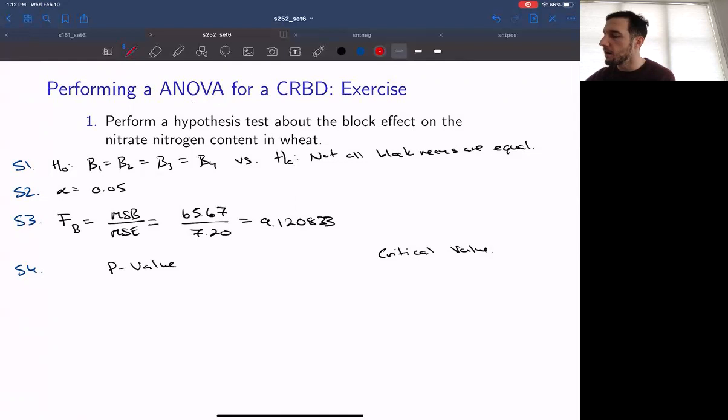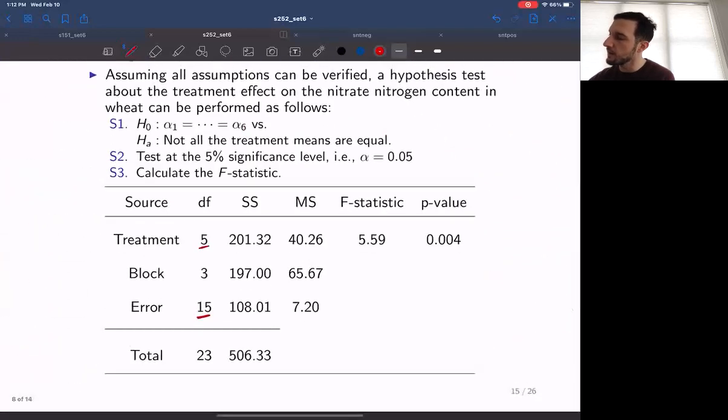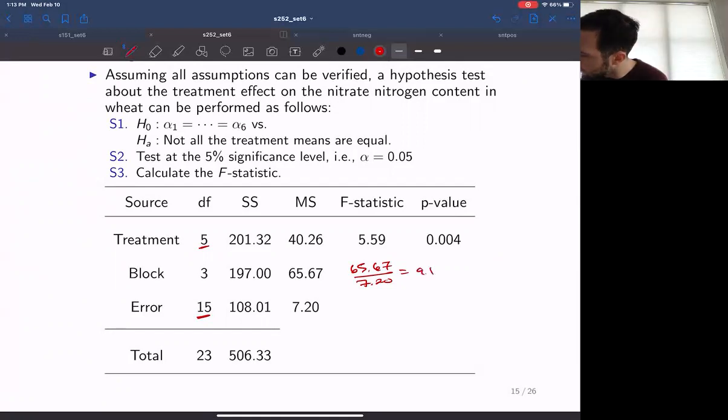Okay. On step 2, we state our significance level, and then on step 3, we compute the test statistic. Again, the test statistic would just be found in the normal way. So you can see here we have MSB and MS error. So this F statistic here, as shown on the other slide, would just be 65.67 divided by 7.20, which is equal to 9.123 repeating, I believe.